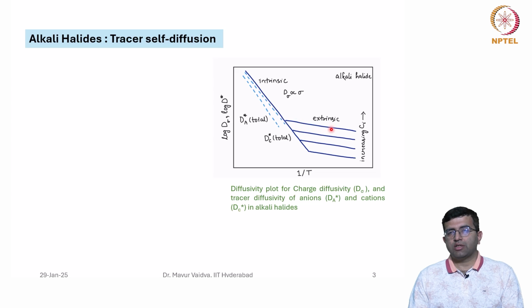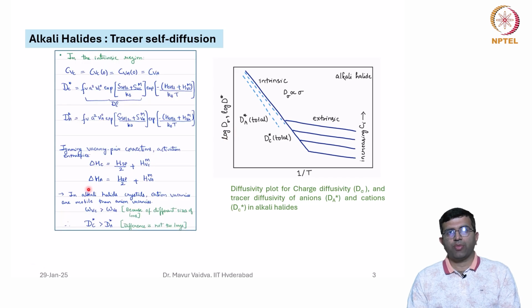The extrinsic diffusivities are higher than the intrinsic diffusivities, and as the concentration of the impurity, C_i, increases, there is an increase in the diffusivity as well. Here two terms can be plotted: D sigma, which is the charge diffusivity, and the tracer diffusivity of anions or cations in the alkali halides.